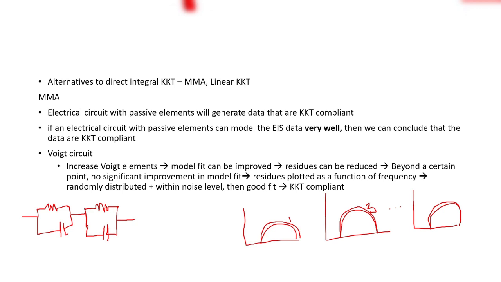So what can I do in this case? I can plot the residues versus frequency. If those residues are randomly distributed over the frequency within the noise level, we can then say that it's KKT compliant. But if I'm getting a trend in that residue versus frequency plot, then I can say that the Voigt elements cannot be used to fit the given experimental data.